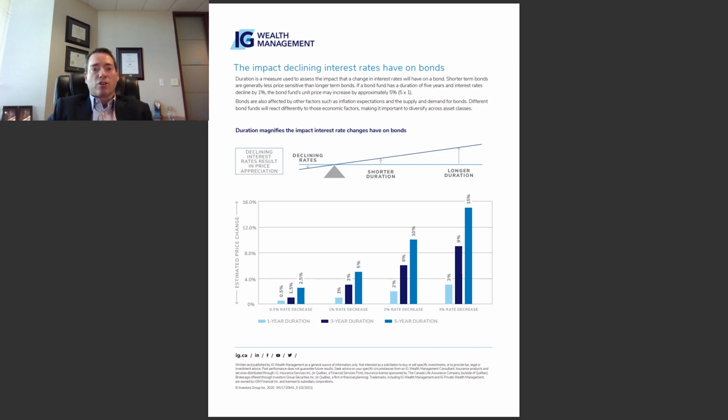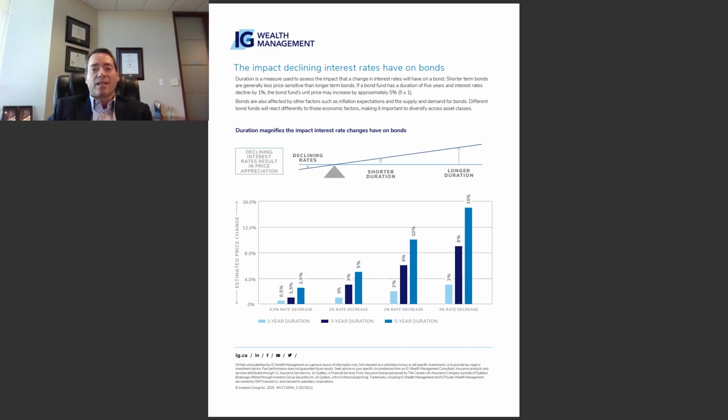Shorter term bonds are generally less price sensitive than longer term bonds. So if a bond fund has a duration of 5 years and interest rates decline by 1%, the bond fund unit price may increase by approximately 5%.